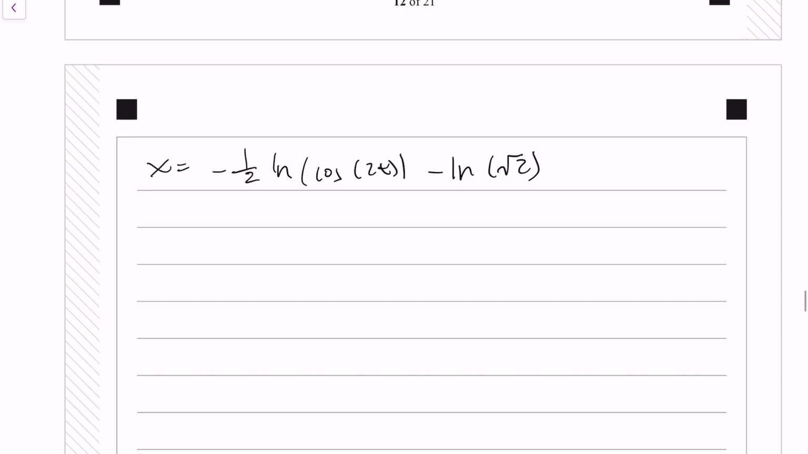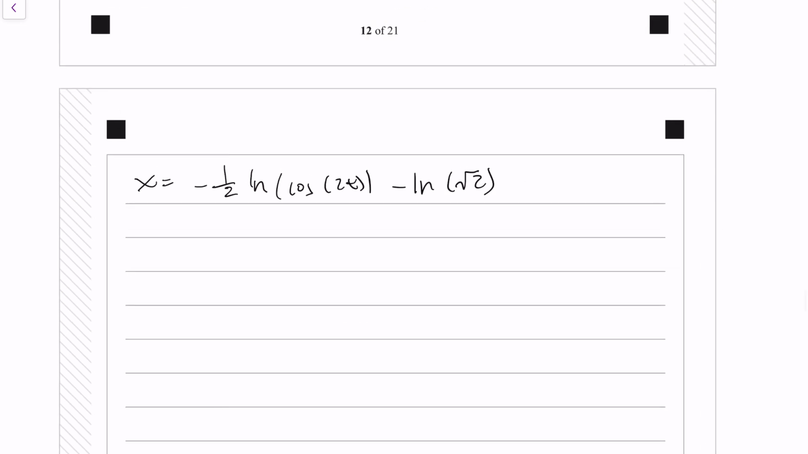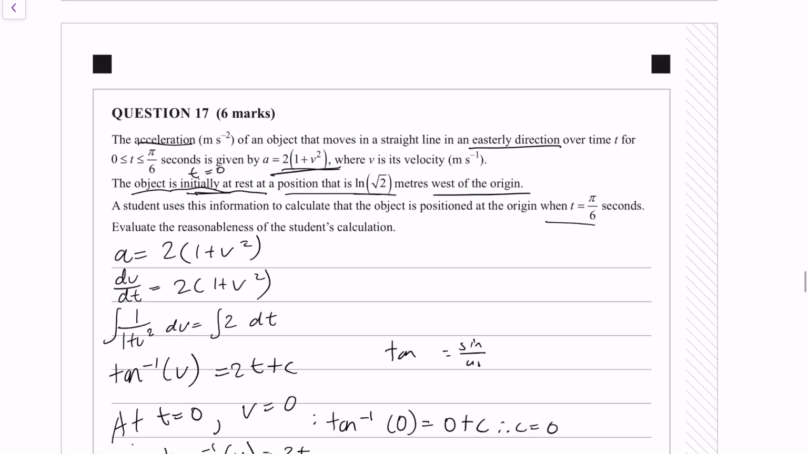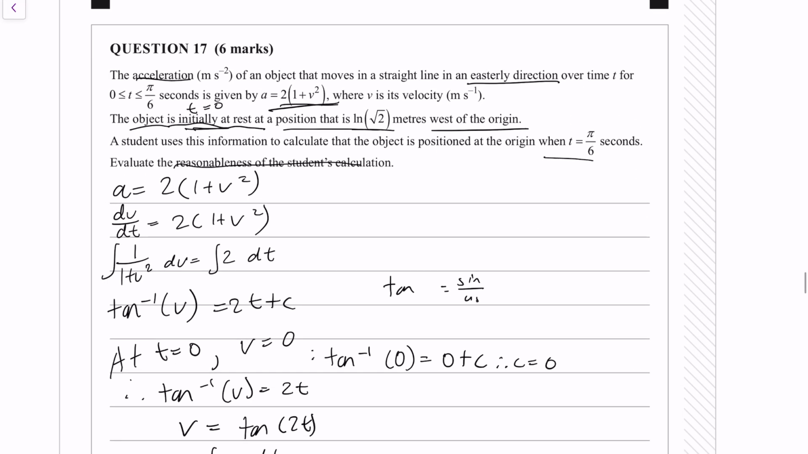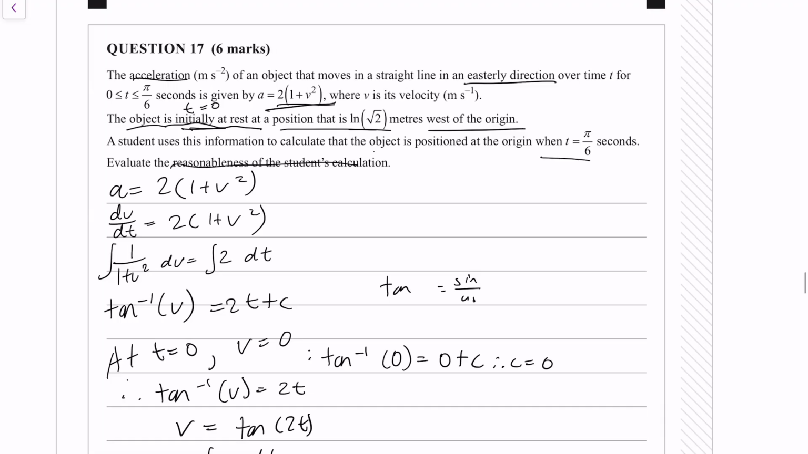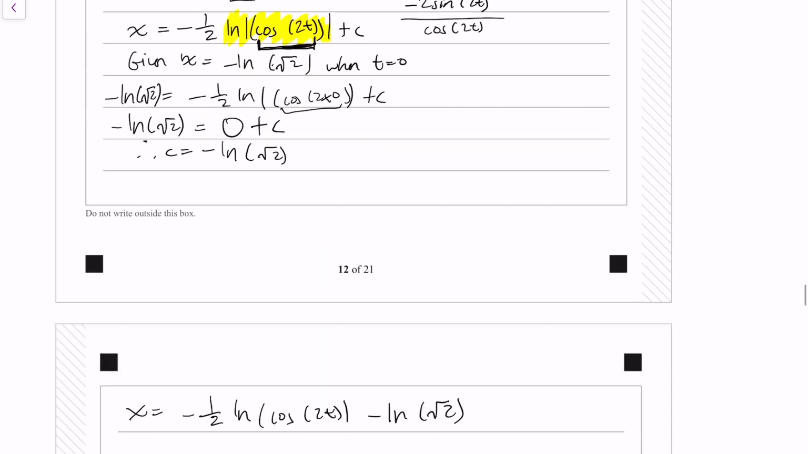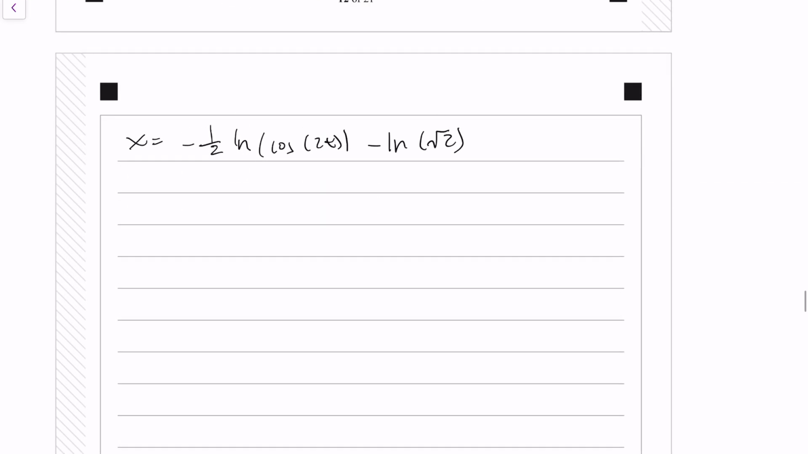Okay. Now, when t is pi over 6, we're trying to evaluate the reasonableness of the student's calculation because we have the object's position as an equation. We need to substitute t equals pi over 6 and have a look and see if x is equal to 0, and then use that to determine whether the calculation is reasonable, or if it's not reasonable.